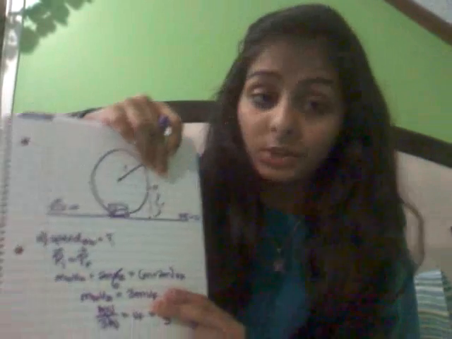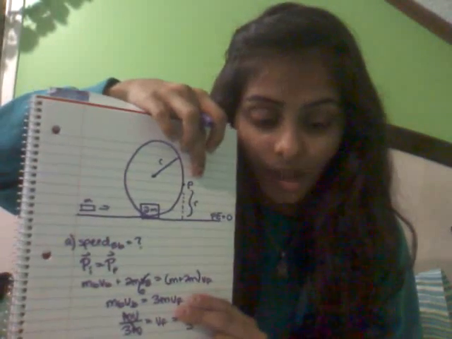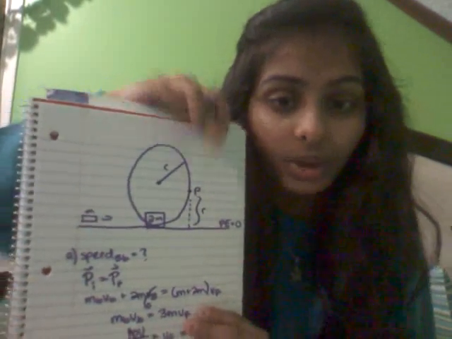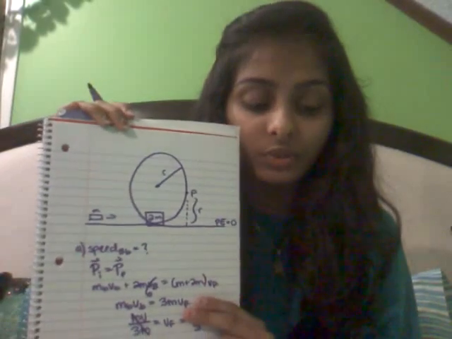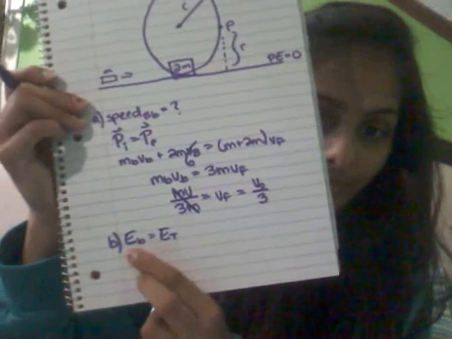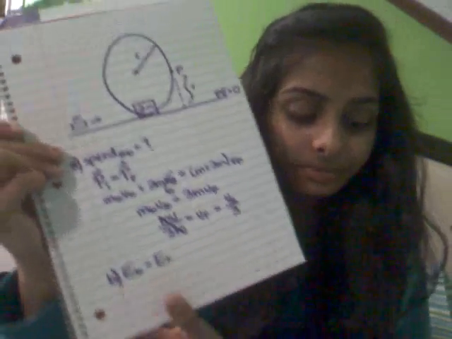For part B, they're asking the kinetic energy of the block and the bullet when they reach point P on the loop. Alright, well, point P is right here. Okay, so what we're going to go to here is the law of conservation of energy. So the energy at the bottom of the loop-de-loop is going to be equal to the energy at the top. There we go.